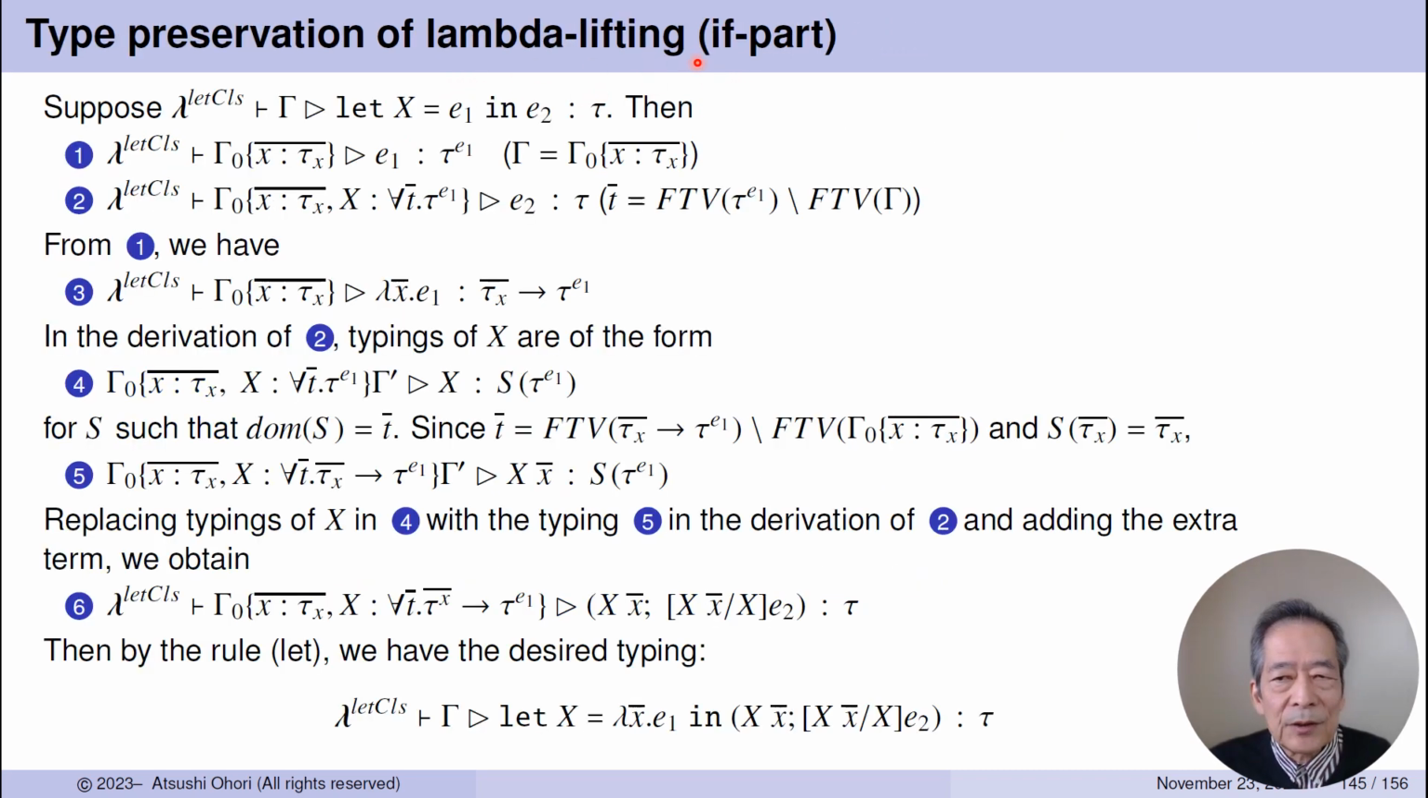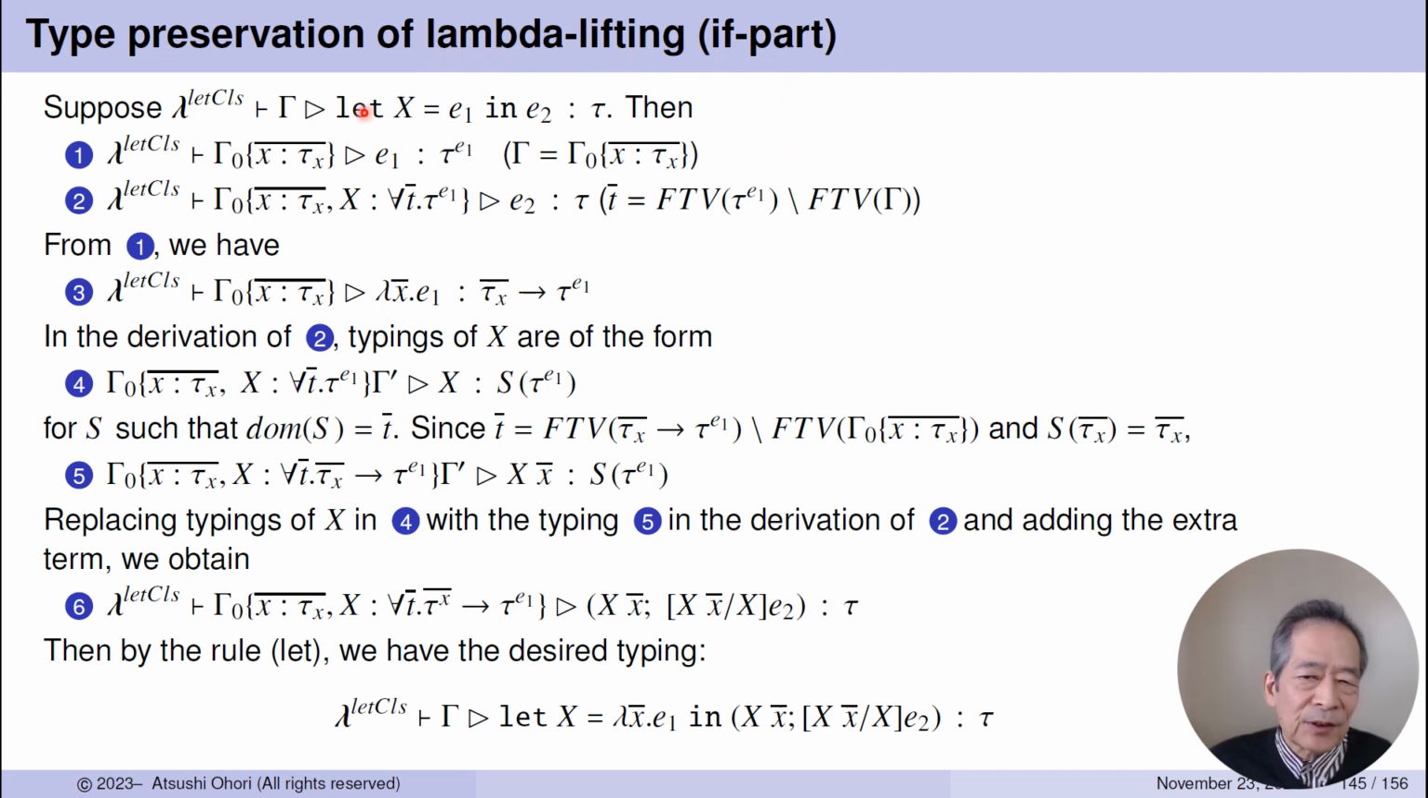The first part is the if part. This is a complete, detailed proof, nothing involved, nothing complicated, just mechanical analysis of derivation trees, and then you can easily understand. We do not go into the detail, but as I stated, this is just mechanically checking the derivation tree, and then the preservation is proved.